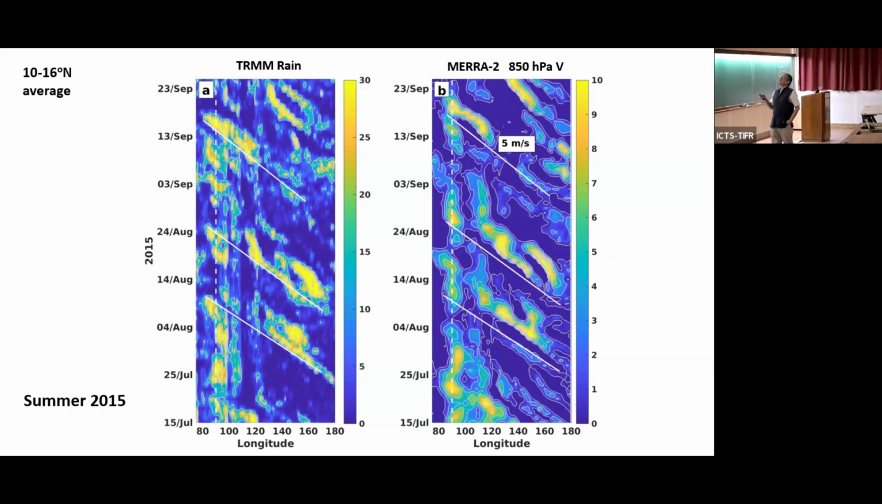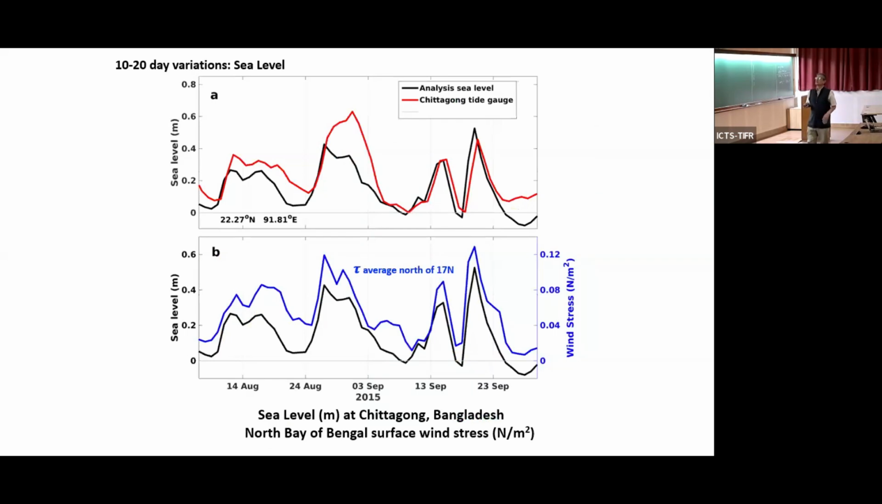And that's the V winds from the MERRA-2 reanalysis. The same 3 lines have been drawn here. So that's the V wind. I've shown only the positives in color, so from 0 to 10 meters per second. So you see the wind and the rain are moving together in those Rossby waves, and that's what's giving you the signal in the Bay of Bengal.